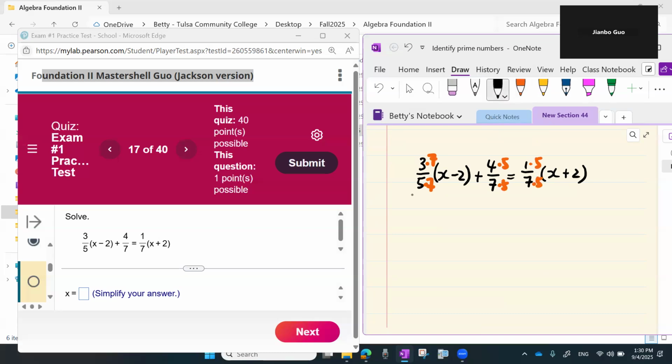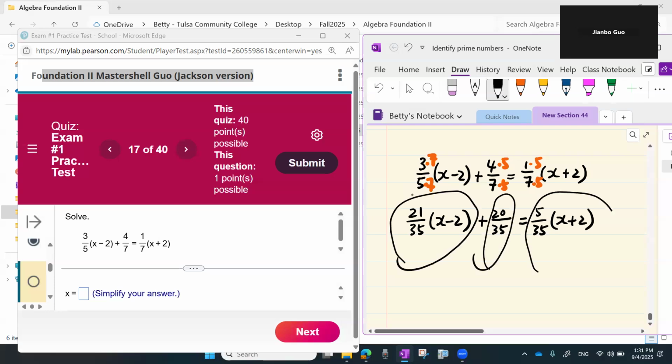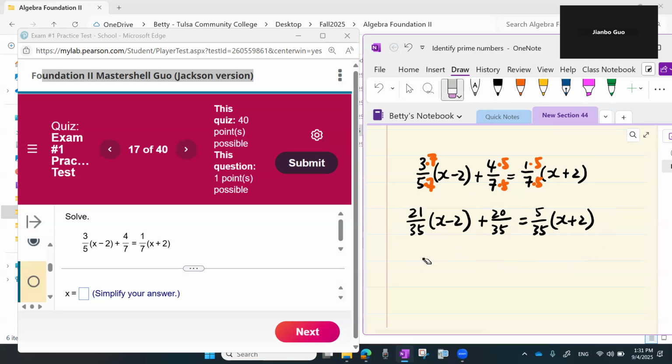Then the coefficient, this fraction will become 21/35 times x minus 2 in the parentheses and plus 4 times 5 is 20/35. On the right side, 5/35 times parentheses x plus 2. You see in the equation we have 3 parts. Part 1, part 2, part 3. I couldn't really say we have 3 terms, that's not very accurate. But we have 3 parts, and all the 3 parts have the denominator 35. That allows us to get rid of 35 altogether.